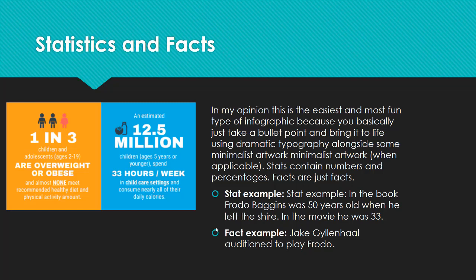A stat example is, in the book, Frodo Baggins was 50 when he left the Shire. In the movie, he was 33. Yeah, I'm a nerd, and that's a statistic. That's a 50 and 33. There's numbers involved. A fact is Jake Gyllenhaal auditioned to play Frodo. So that's just an example of the information.